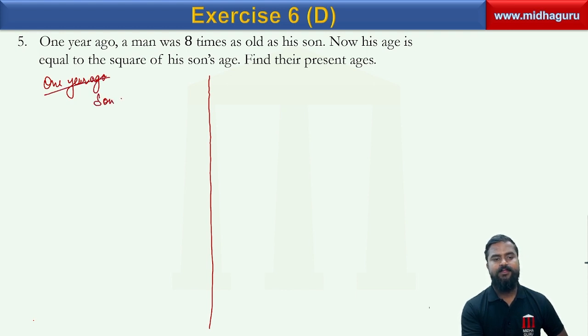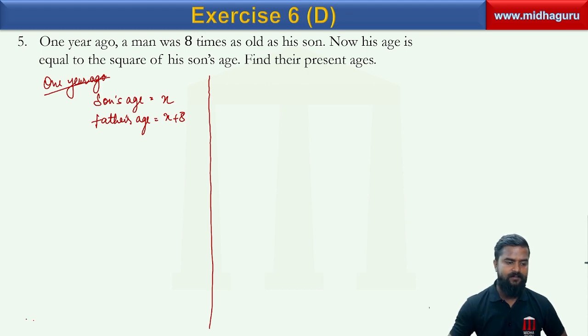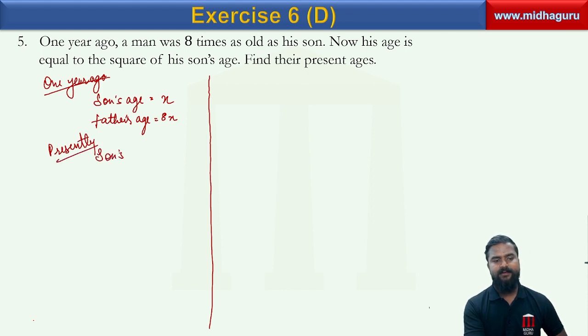Let us say 1 year ago the son's age is x years. So the father's age is 8 times of x, which will make it 8x. Now it says now his age is equal to, that is 1 year later. So presently we can say that the son's age is x plus 1 years and the father's age is 8x plus 1 years.